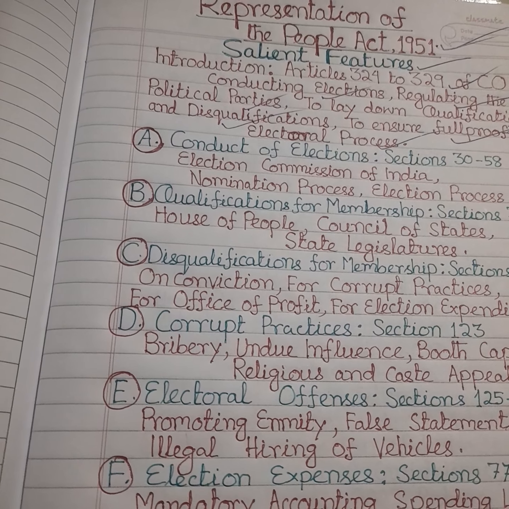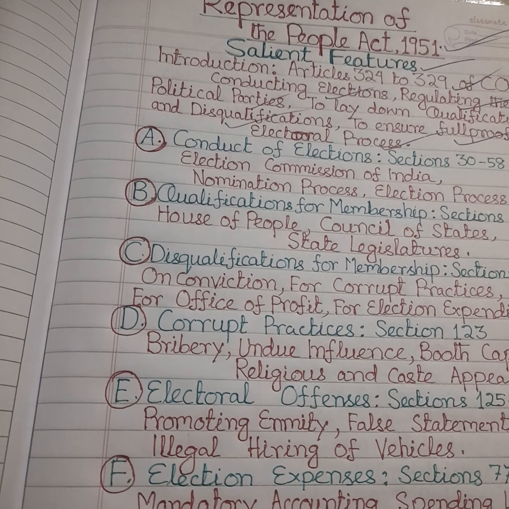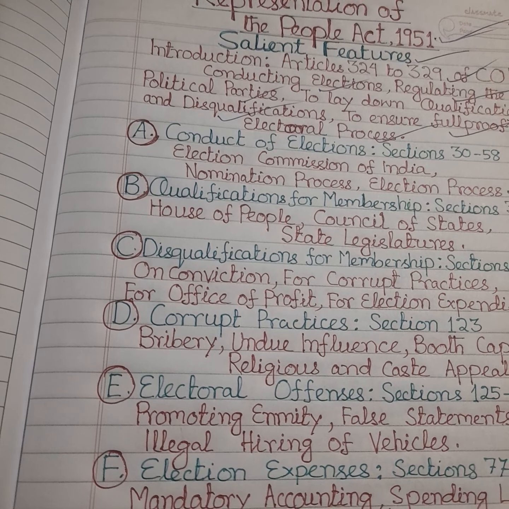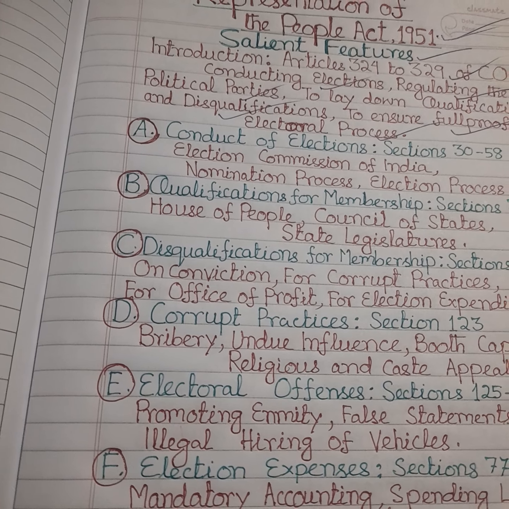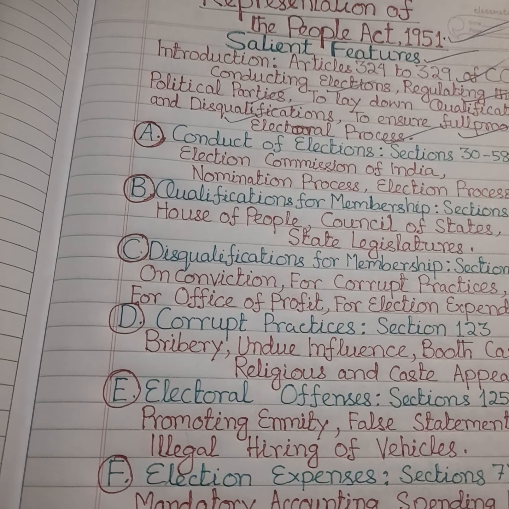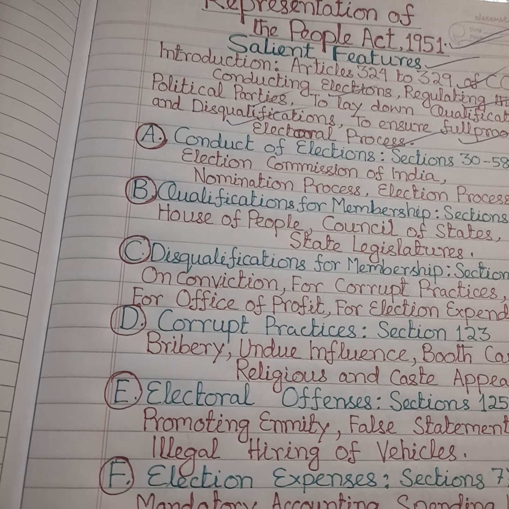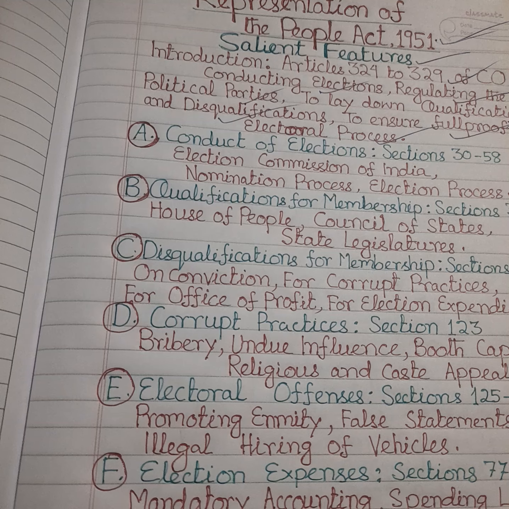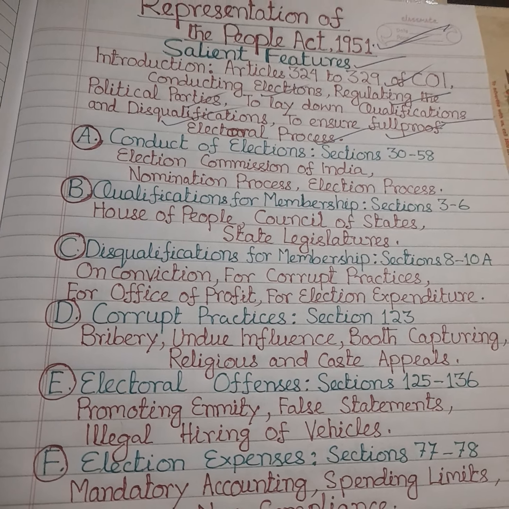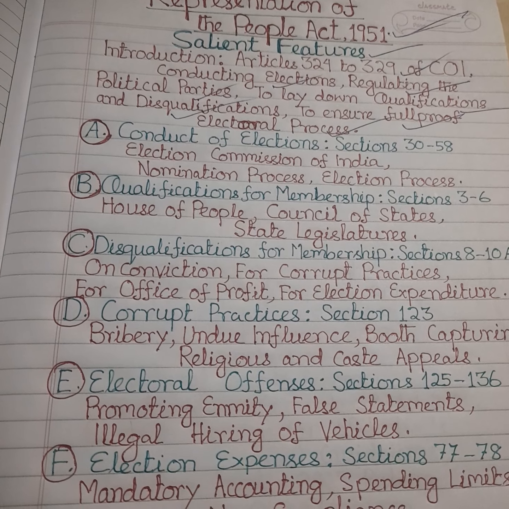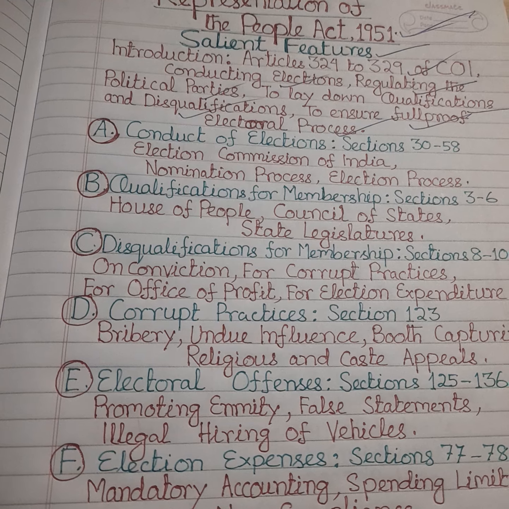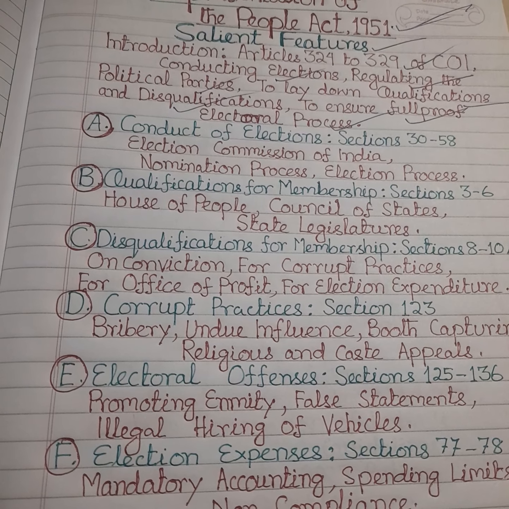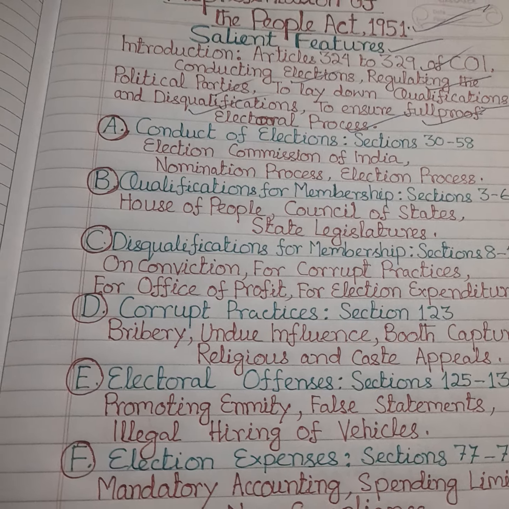So the Representation of the People Act 1951 is the fundamental law that governs the conduct of elections in India. It complements the provisions of the Constitution, especially Articles 324 to 329, which laid down the legal framework for free and fair elections in India.